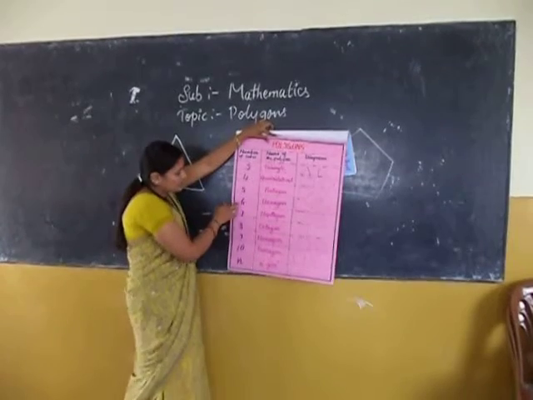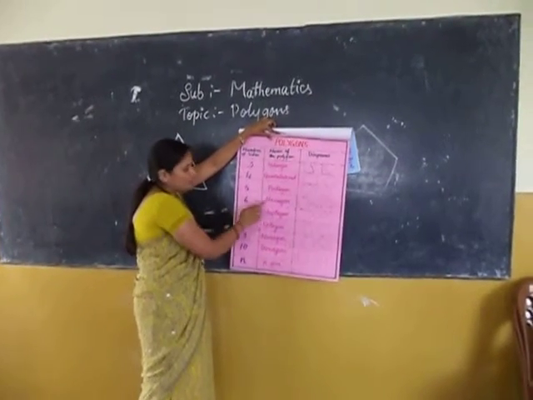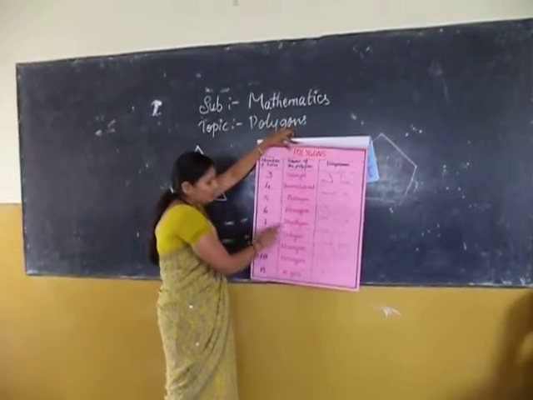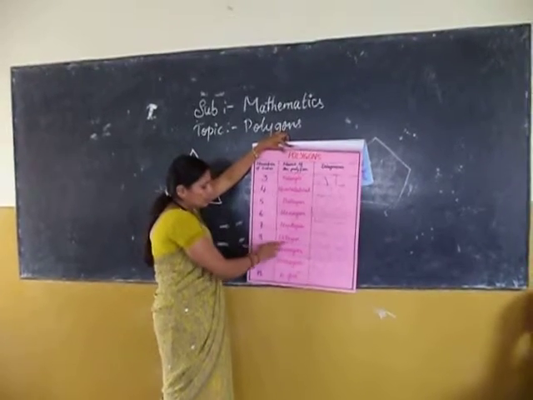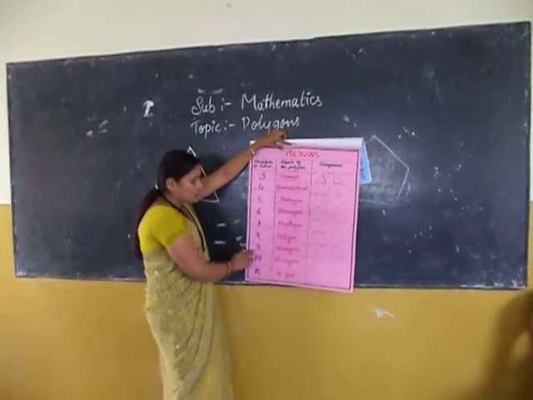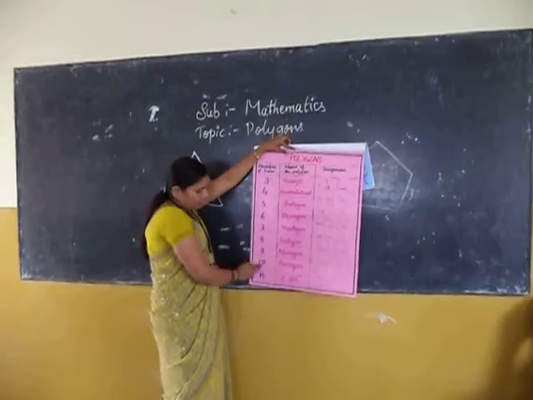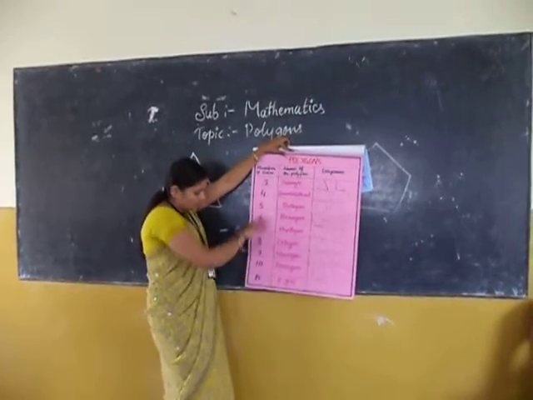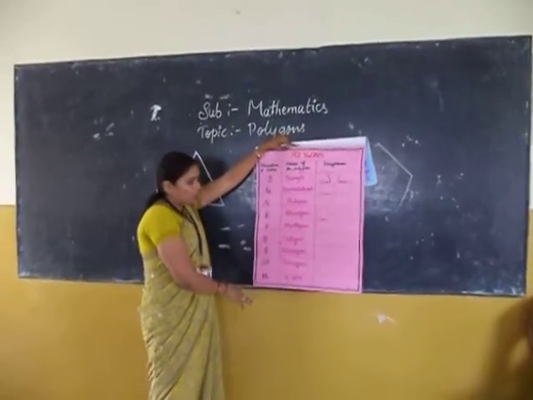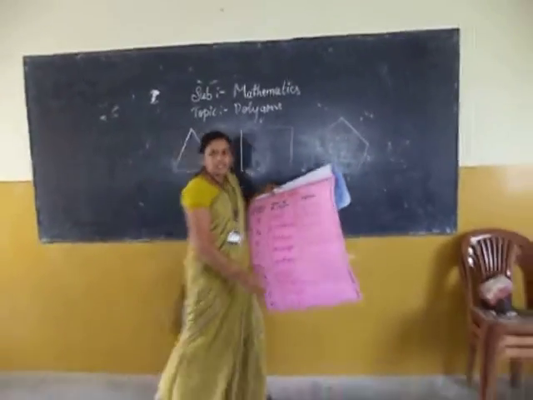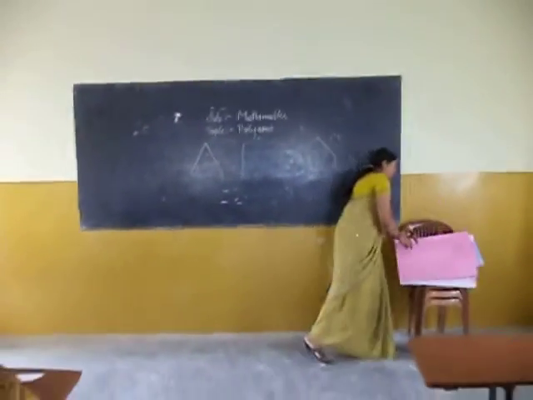Likewise, 5 means pentagon, 6 means hexagon, 7 means heptagon, 8 means octagon, 9 means nonagon, 10 means decagon, and it continues up to n-gon. Okay, these are your polygons and sides of the polygons.